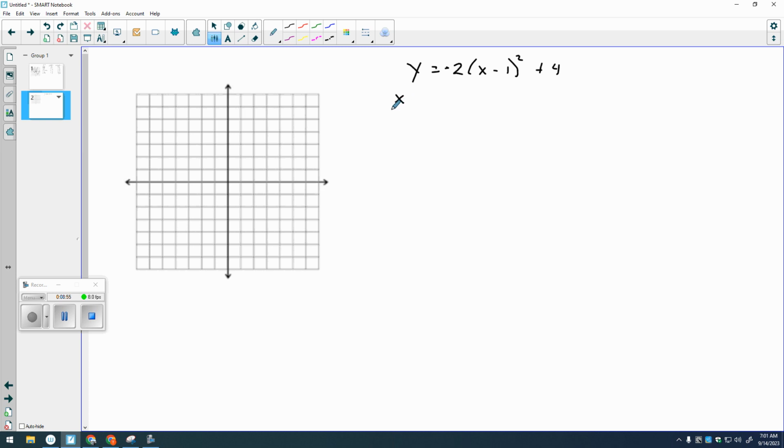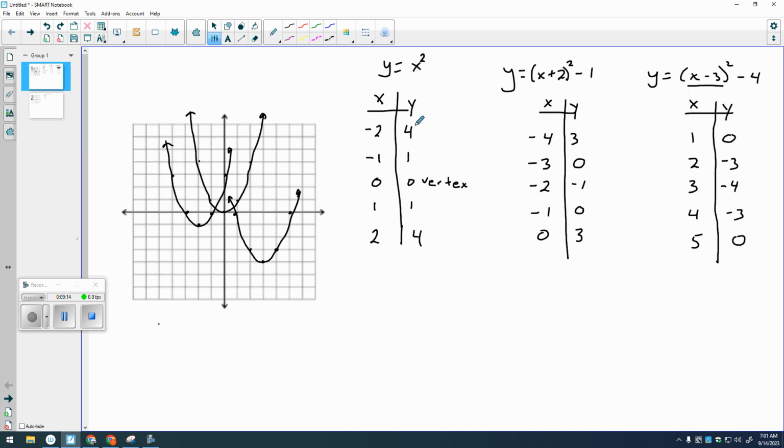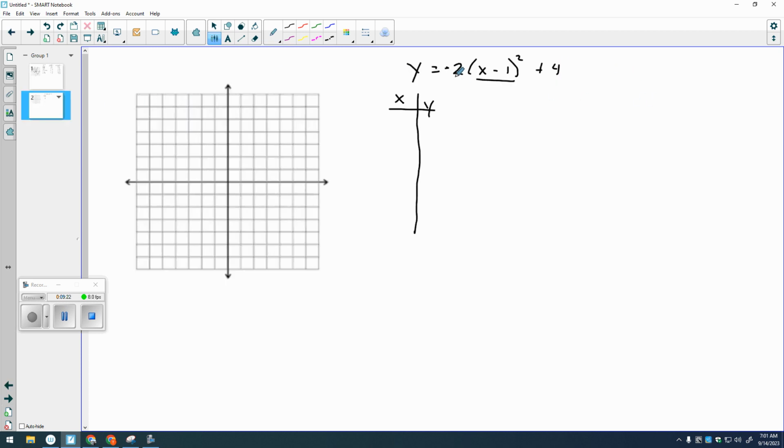My thought process does not change. I'm going to plug in values for x that make this 0 and go left and right. Even though this is not just a 1 like it was before, over here, there was no number sitting in front of here. That doesn't matter. The thought process is the same if there is a number sitting there. So I'm going to start at 1 and go left. So I get 0 and negative 1. I get 2 and 3. Hit pause and finish.